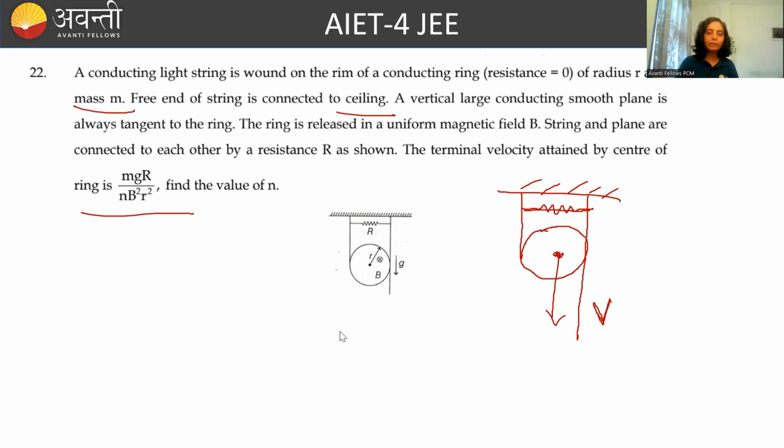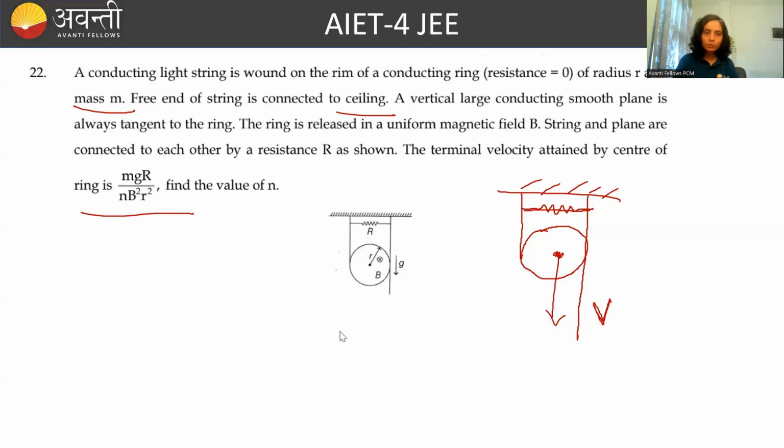V. Now let's solve it. Let's understand it more clearly. So what will happen here? See carefully, when this ring comes down, what will be the effect of it? Will there be motional EMF or not? That's the question here. So if you see carefully, if the ring comes down, what will happen?